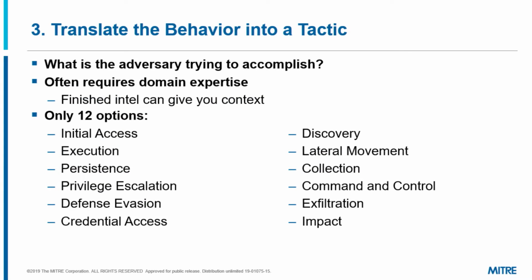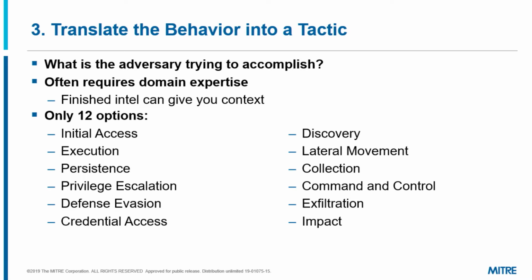So we have our behaviors and we've researched them, and now we want to translate those behaviors into a tactic, into those adversary goals. So to do this, think about the question, what is the adversary trying to accomplish? Adversary intent is really tough to know and their goals are very difficult to discern, but you can try to take a guess based on that behavior. Sometimes this is going to require some domain expertise, some knowledge of how adversaries behave in a network, but the great thing about mapping to ATT&CK from finished intelligence is sometimes there are clues in there, as we'll see during our exercise and in our examples.